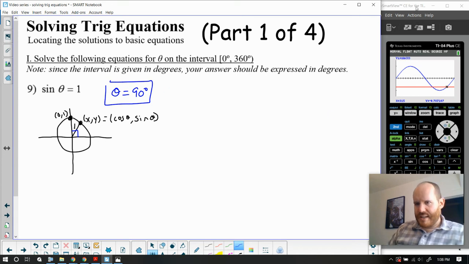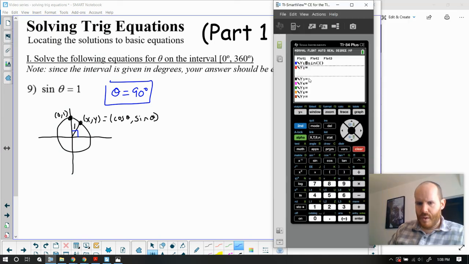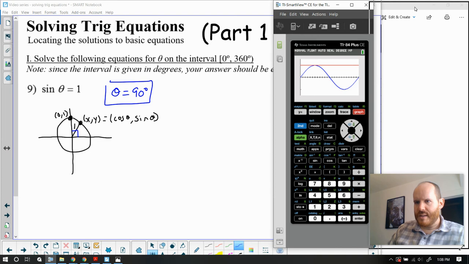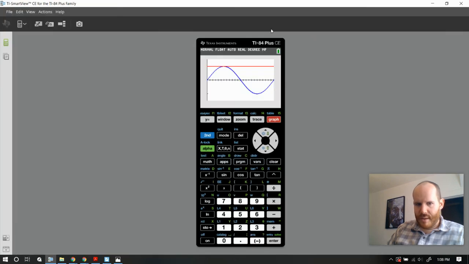I could actually go back to this graph and check that. I'm going to clear out the square root of 2 over 2, and I'm just going to type in the value 1. And I will graph it. If you notice, there's only one coordinate where these two graphs intersect, and that is at 90 degrees.